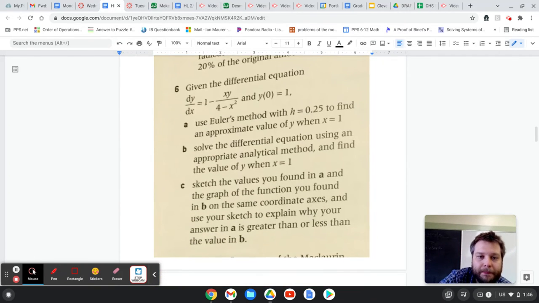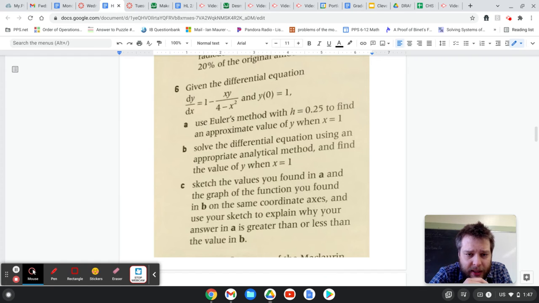Nothing too much there. On number 6, you've got Euler's method here, and so you know y of 0 equals 1, and you have a step value of 0.25, and so you're just using that to get the next x value, and you're using tangent lines to approximate the next y value. And then when you sketch the graph and when you solve it analytically, then you should be able to compare, was your estimate an overestimate or an underestimate? Like, was it above the curve or was it below the curve?